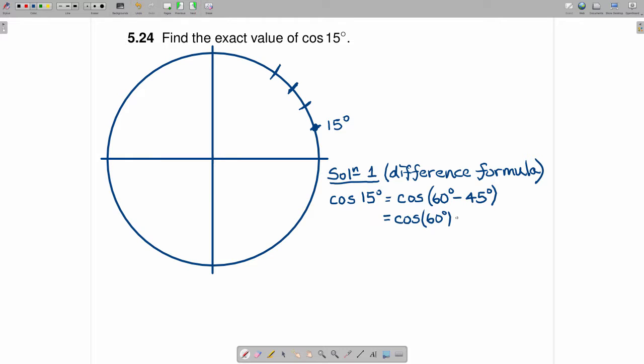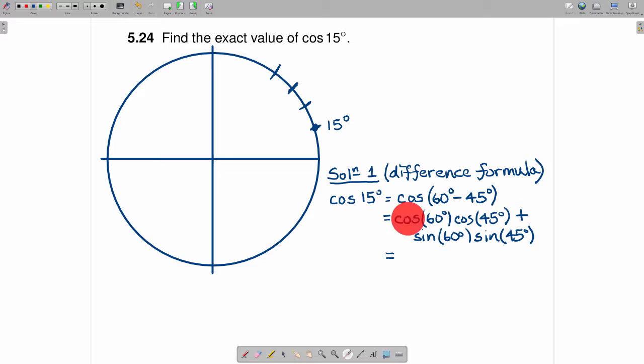Now, if you use the difference formula, you will find that this is the cosine of 60 times the cosine of 45 degrees plus the sine of 60 degrees times the sine of 45 degrees. And all these are well known and defined, so let's get them one at a time here.